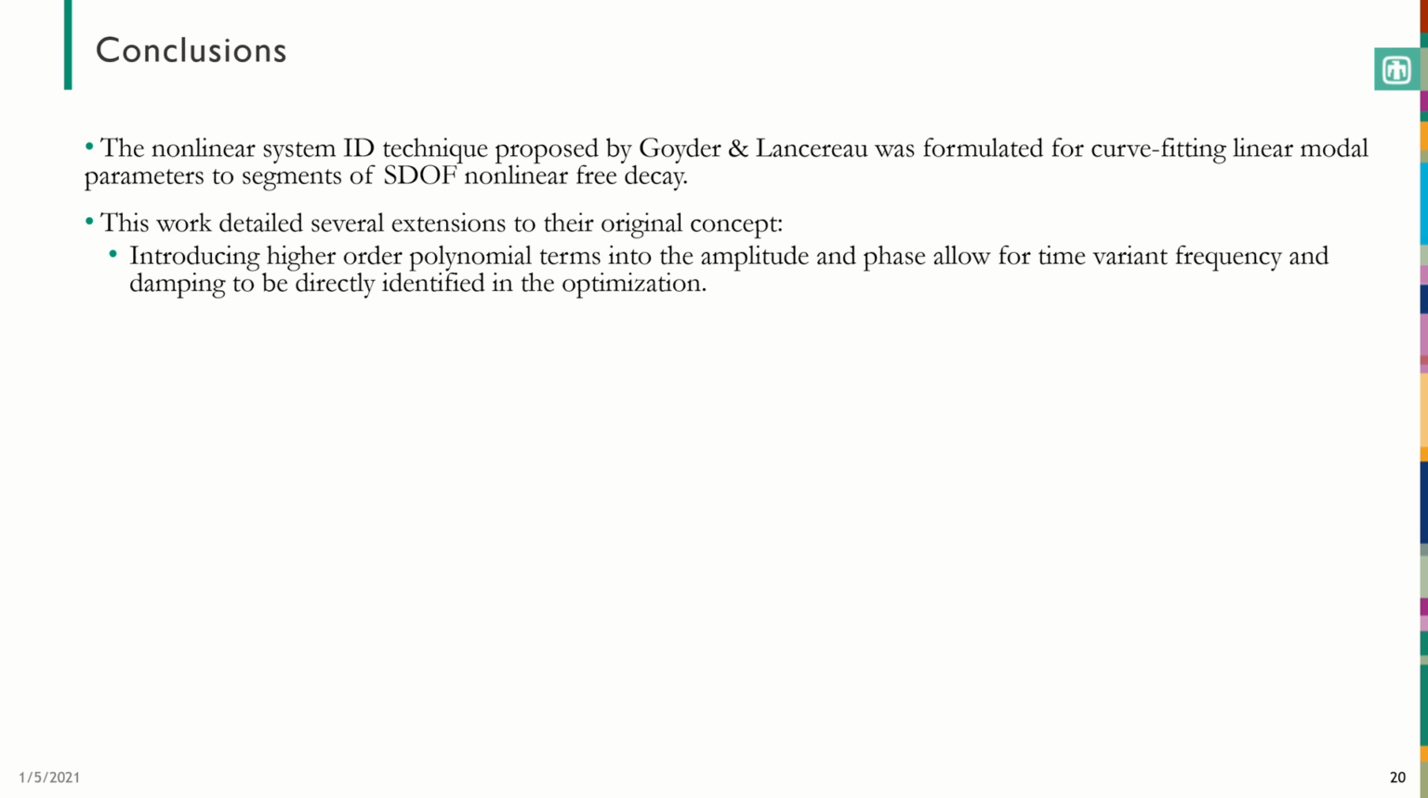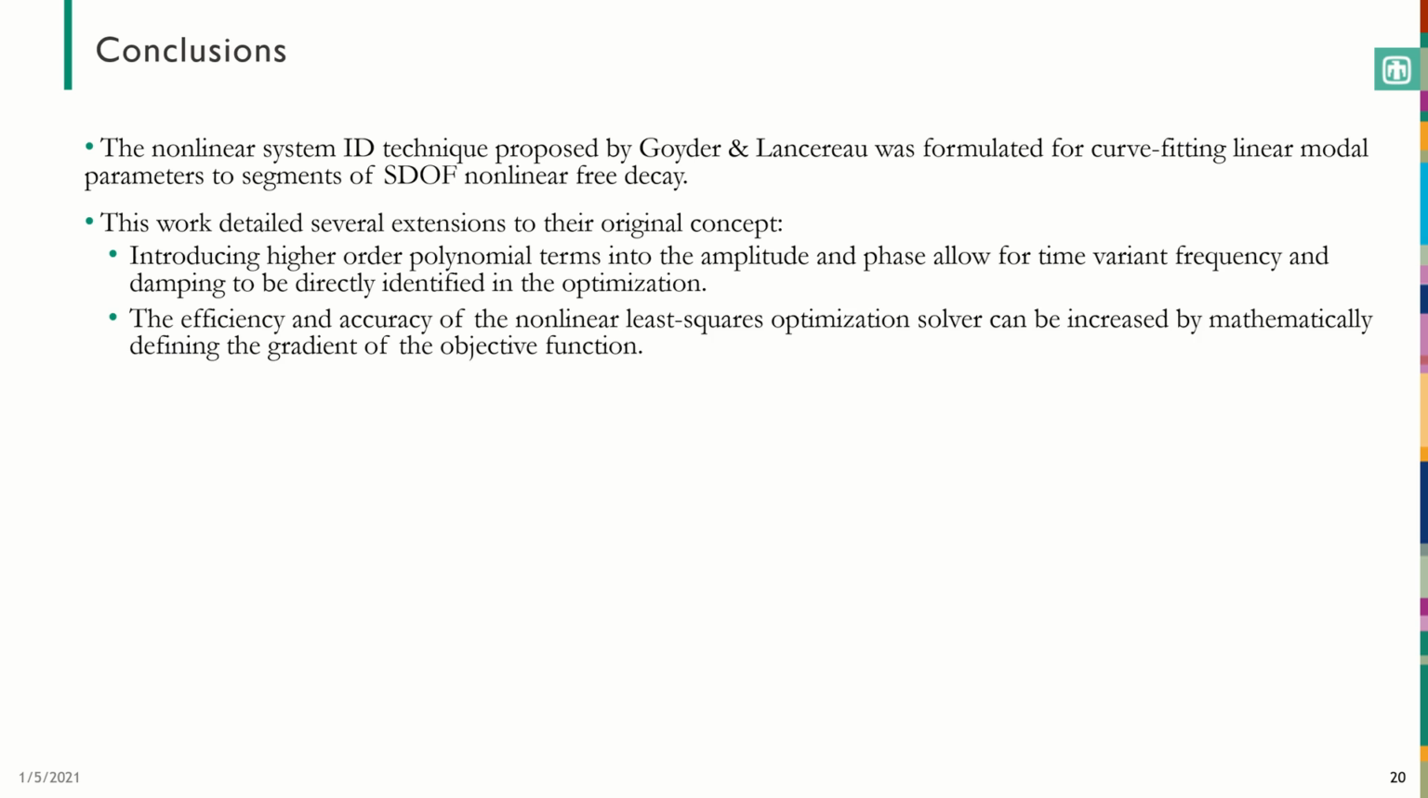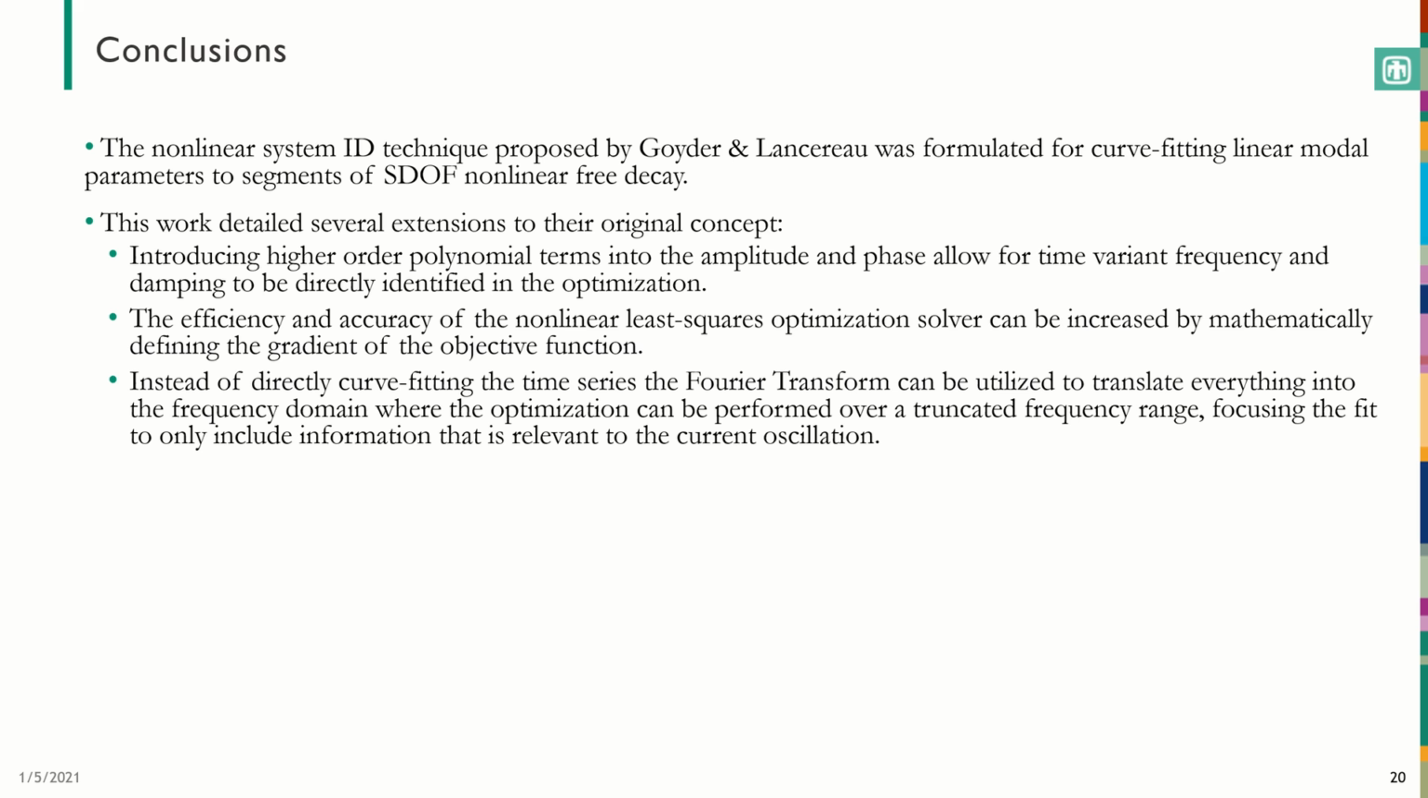First, we can generalize the optimization to fit higher order polynomials to the amplitude and phase, allowing for time variant frequency and damping in each segment. Then I gave the analytical form of the gradient for our curve fitting equation, which can be supplied to the nonlinear optimization algorithm to make it more efficient and accurate. And you can transfer everything to the frequency domain and do the same sort of optimization, but on the Fourier coefficients in a specific frequency band and avoid noise or other oscillations.